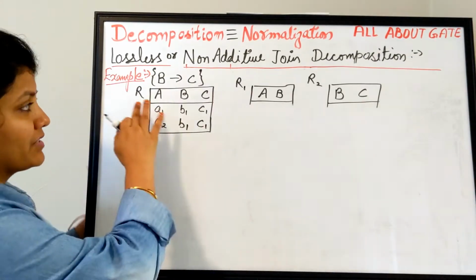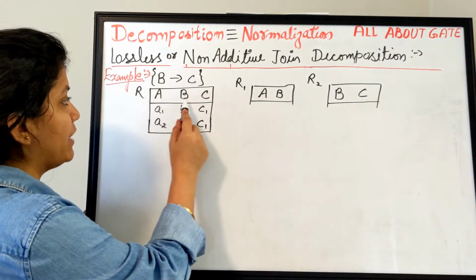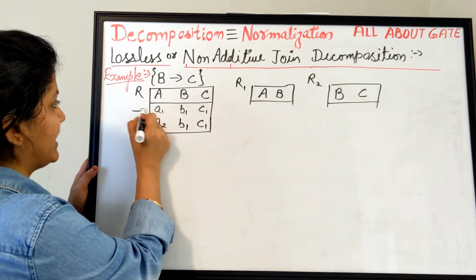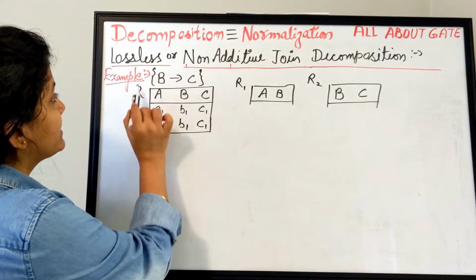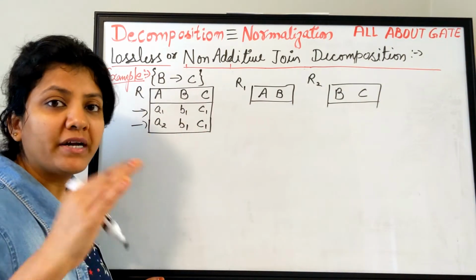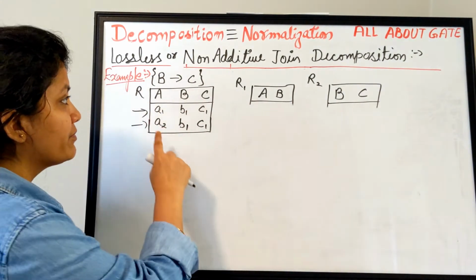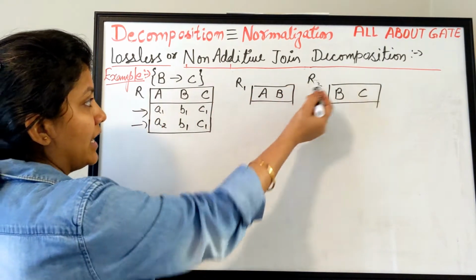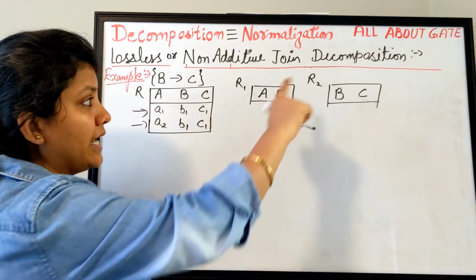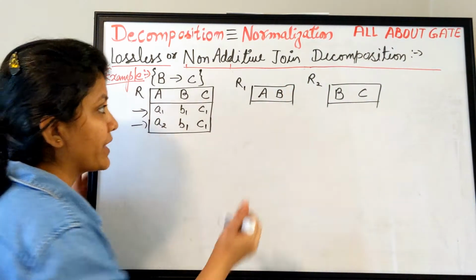Now you will see we have another relation R which has three attributes A, B, C, and the two tuples are given right here: A1, B1, C1 and A2, B1, C1. This has one functional dependency, B determines the value of C. Now I am decomposing this table R into two child tables, R1 and R2. R1 has AB and R2 has BC, two attributes.